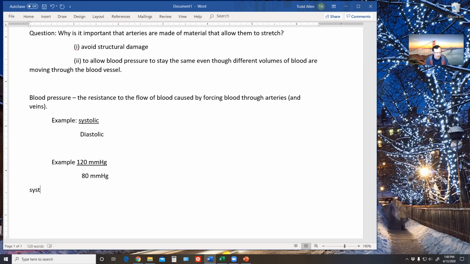Now the systolic blood pressure. This is the highest blood pressure in the artery immediately following contraction of the heart. Can anybody tell me what chambers of the heart push blood into arteries? Do you know the answer to that? What kind of heart structure pushes blood into an artery?